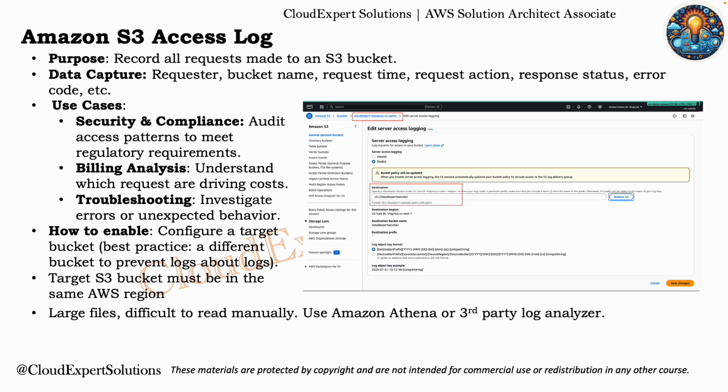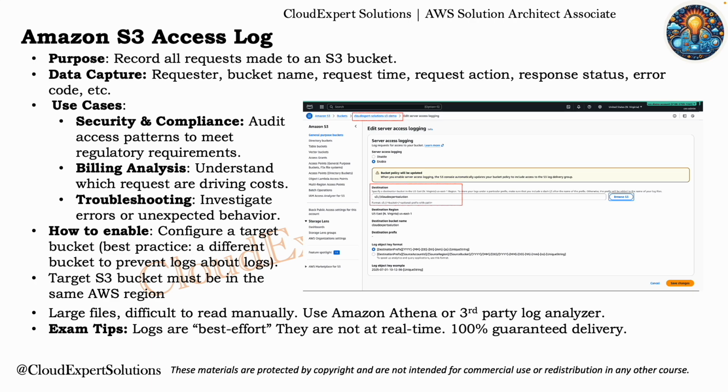S3 access logs are delivered as simple text files. For a busy bucket, these files can get very large very quickly. You can't just open them in a text editor. That is where tools like Amazon Athena come into the picture. Amazon Athena is a serverless query service that lets you run standard SQL queries directly on your S3 log data without managing any infrastructure.